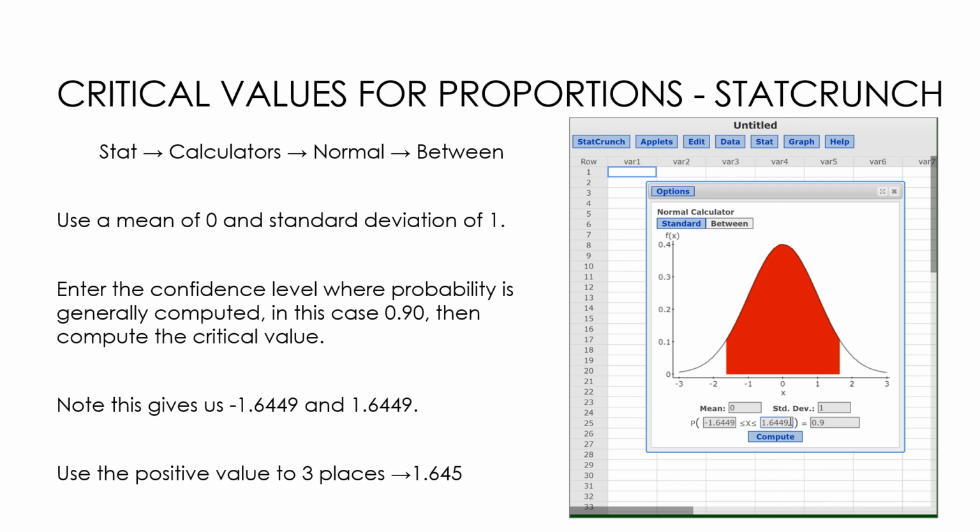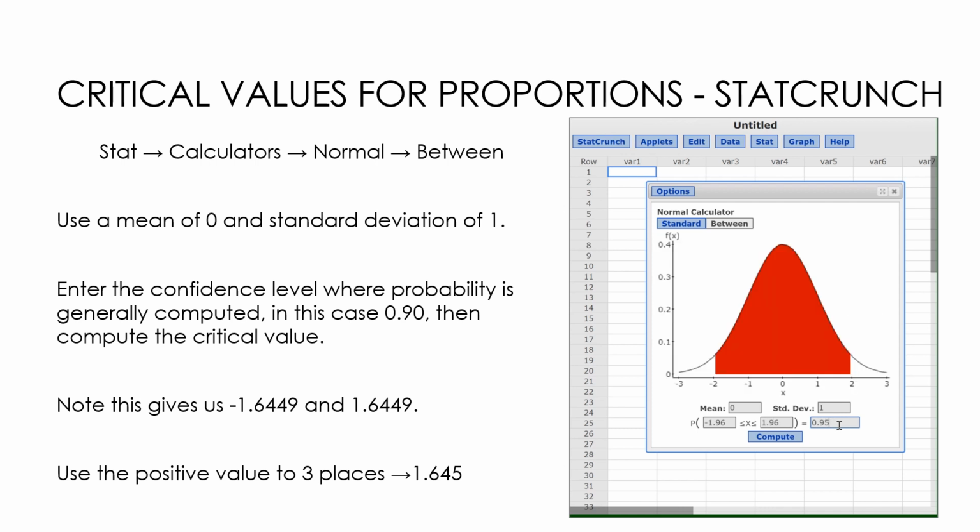Don't ever use it to 2 or I'm going to take points off. I'm telling you right now. And again, if I'm only going to worry about the positive, so I'm going to take 1.6449 and round it to 1.645. Now, the only time you get to use 2 values is, let's say I do a 95% interval.